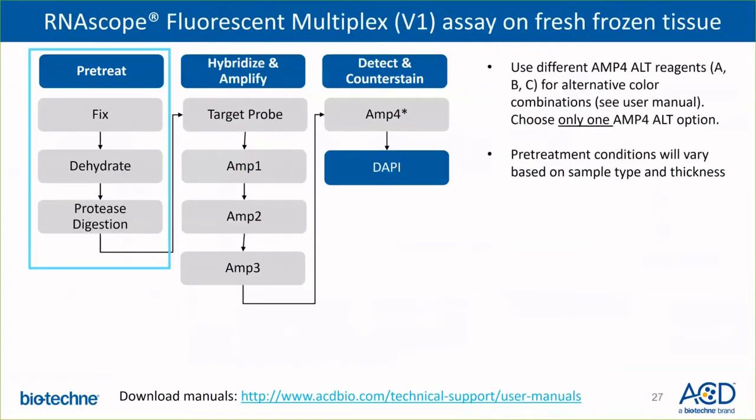Similarly, fluorescent multiplex V1 assay contains the 4 major parts, but it is a shorter assay. Again, please refer to the user manual for detailed recommendations. Please note that you need to choose only one AMP4 alt option among the ones recommended in the user manual.